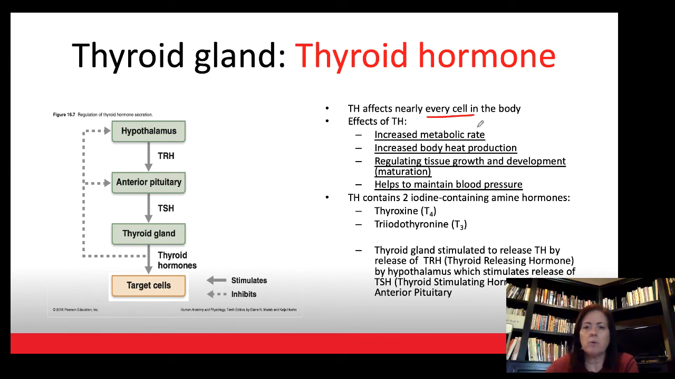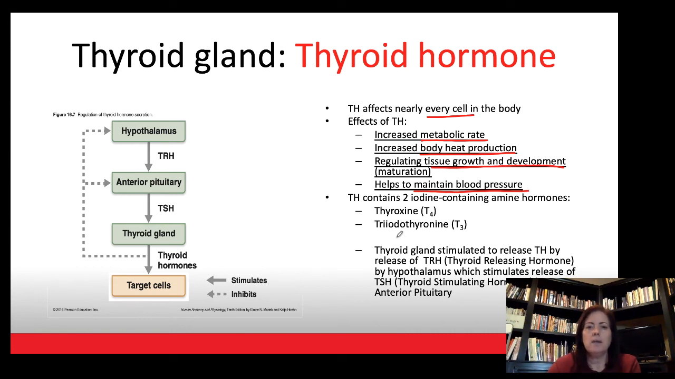So thyroid hormone is important with increasing metabolic rate, metabolism. It helps to increase body heat production. It plays a role in tissue growth and development. And then it also plays a role in our blood pressure. So it has vast effects on our body.